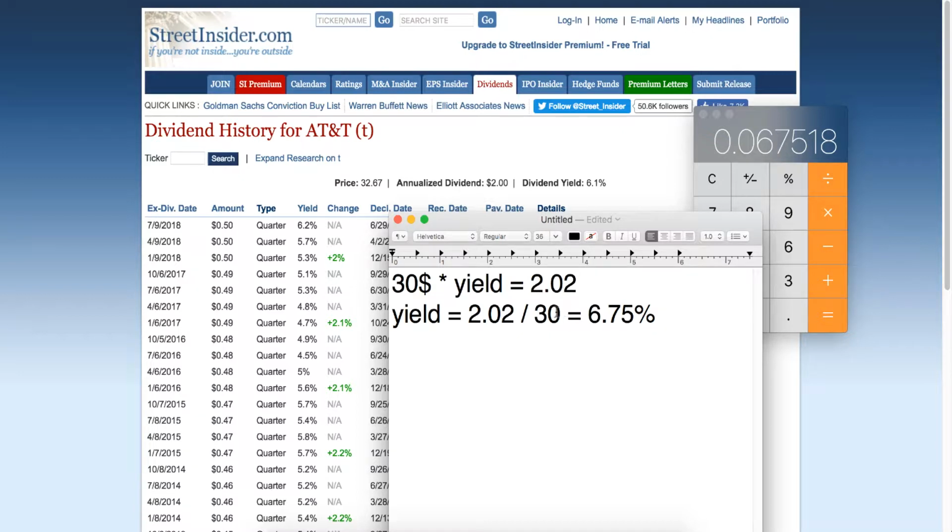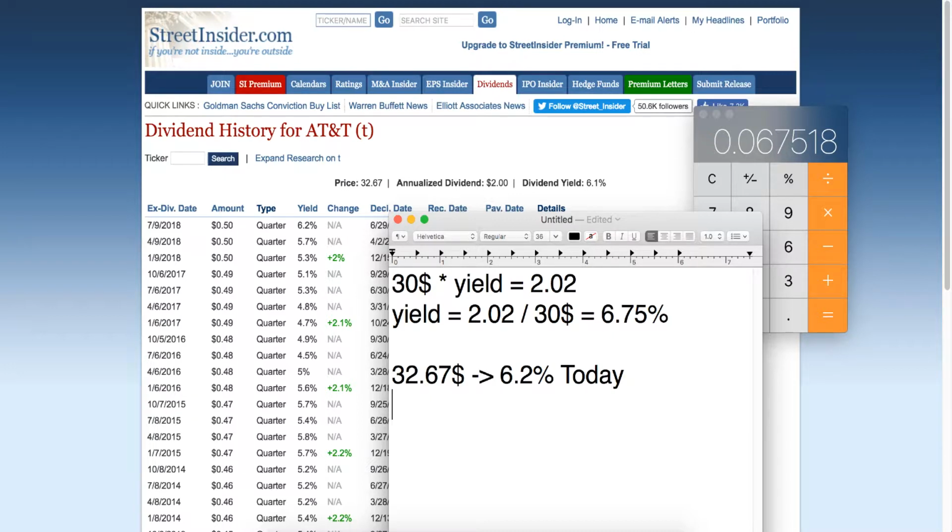So the fact that the price of the stock dropped means that we can basically buy the stock at a higher initial yield, as it's called. So if I bought the stock today, it costs $32.67, and that gives me a yield of 6.2%, as we saw here, right? So that's today. That's the current yield today.